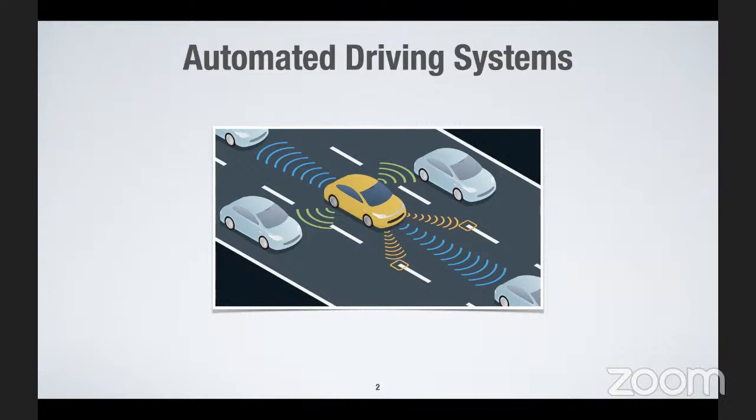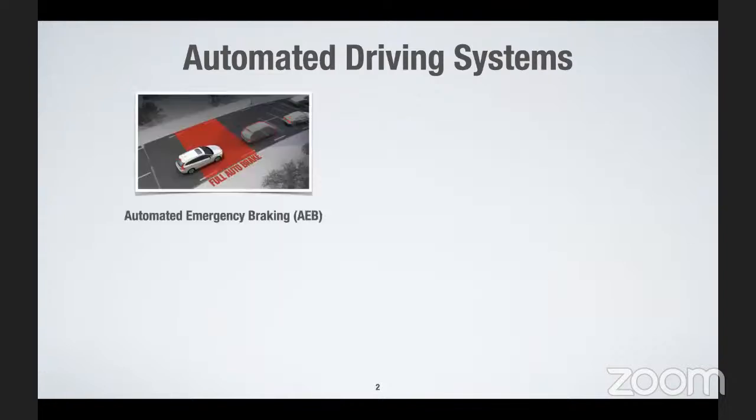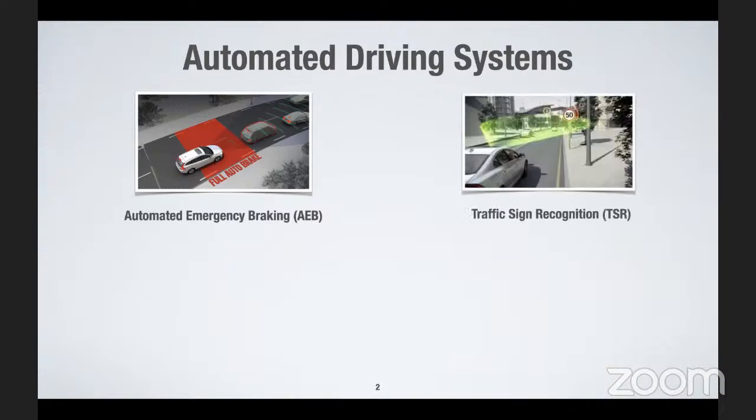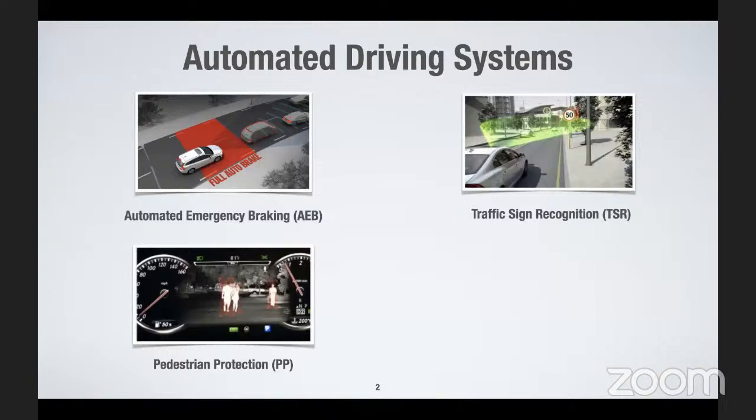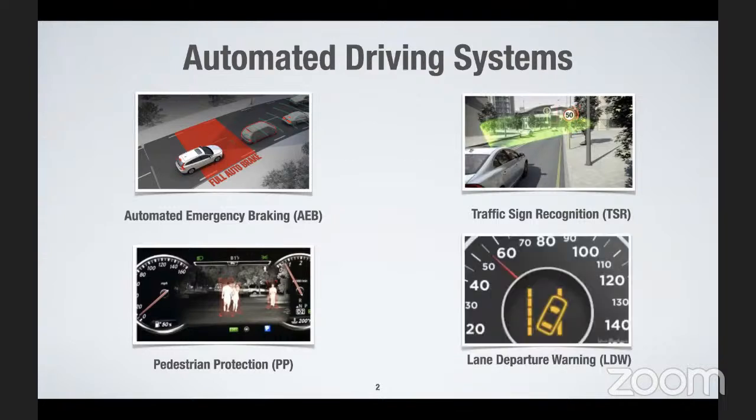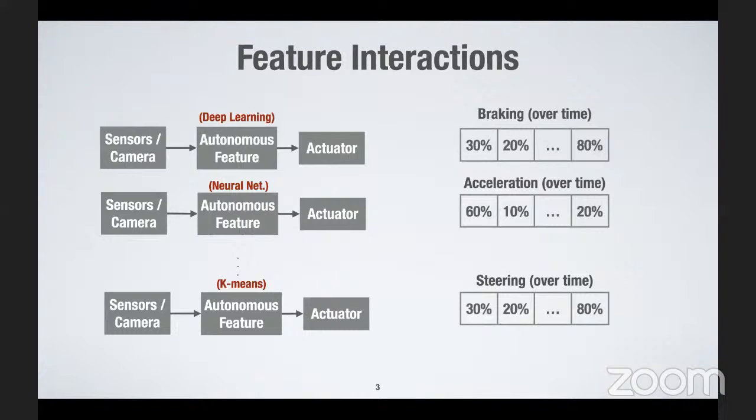If you look into the detail, however, there are multiple features that are responsible for understanding different aspects of the environment. For example, automated emergency braking detects the distance to the other car in the street and brakes in case of emergency. There's also a device responsible for recognizing traffic signals, including speed limits and stop signs. Pedestrian protection understands which pedestrians are around on the corner of the street, and lane departure warning determines whether the car is deviating from the actual lane.